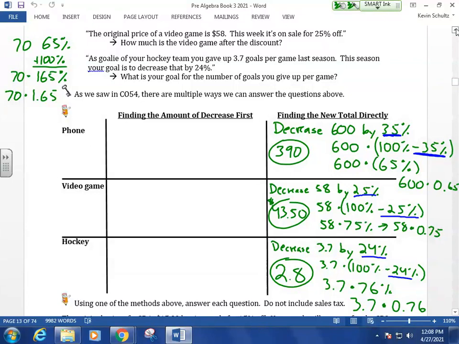So that's the gist of COFitty-Five. Whatever the percent that we're decreasing by gets subtracted from 100%, and then the decimal version of that value gets multiplied by our original, because if we take 35% away from 100%, we have 65% left. If we take 25% away from 100%, we have 75% left. And if we take 24% away from 100%, we have 76% left.